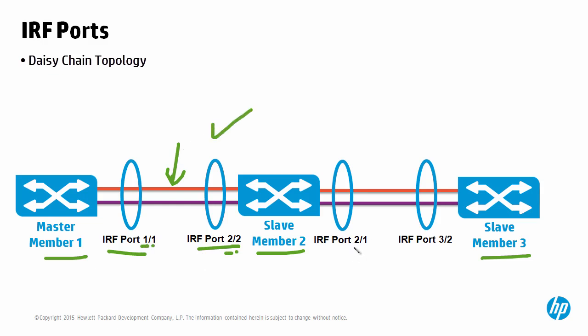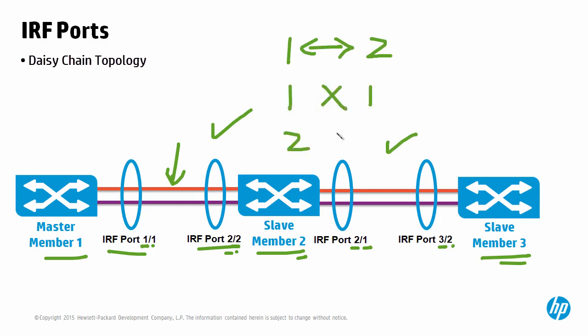In this example, we have IRF member 2, port 1, connected to IRF member 3, port 2, which is also correct. 1 has to connect to 2, and by the same token, 2 has to connect to 1. These are the logical IRF ports. You cannot connect 1 to 1 or 2 to 2. That's not supported. So ensure when you configure your IRF logical ports that you always configure IRF port 1 to IRF port 2 and vice versa.